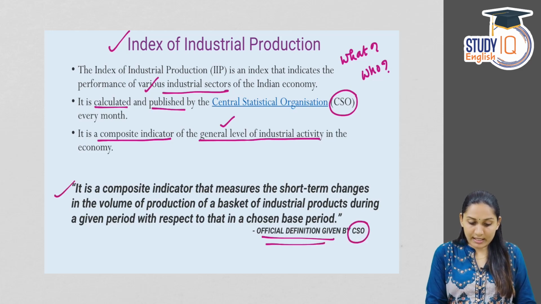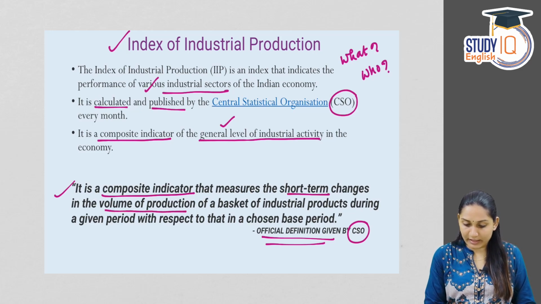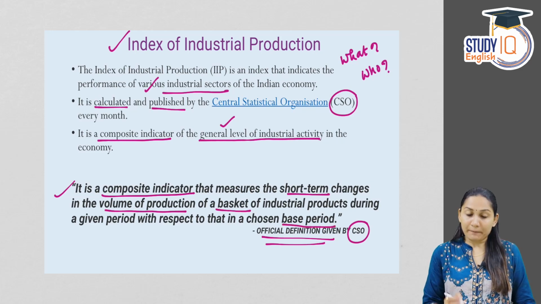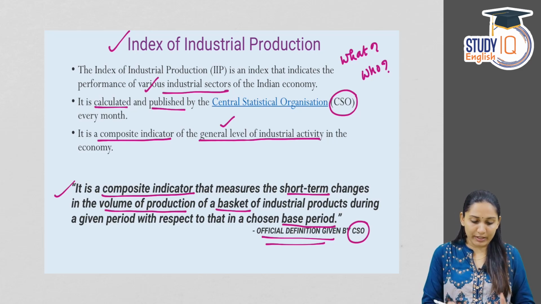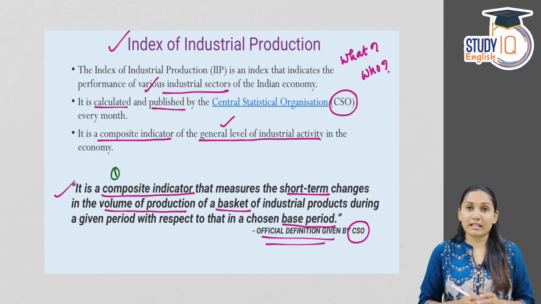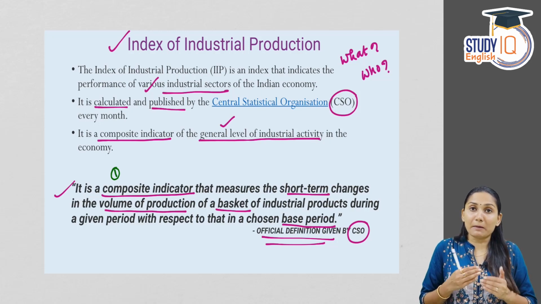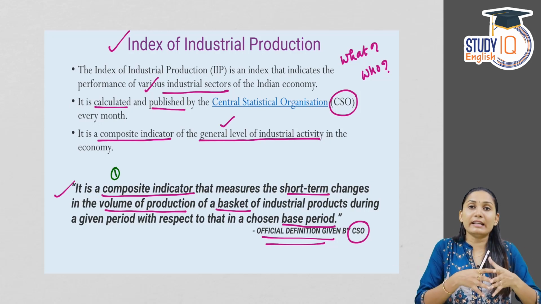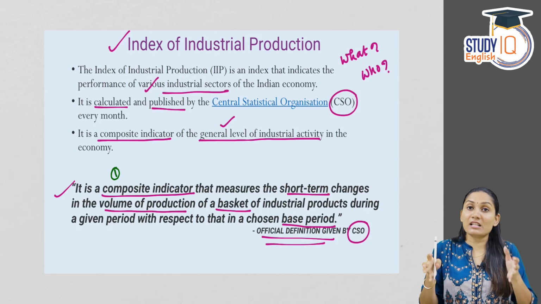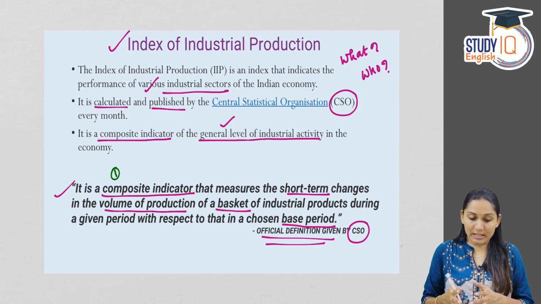Let's see what it is. It is a composite indicator that measures short-term changes in the volume of production of a basket of industrial products during a given period with respect to that of a base period. Let us try to understand this definition in detail by breaking it into different points. First, it's a composite indicator. By saying that, it means that it has components from different sectors, or within the industrial sector, different subsectors are included. That is why it is a composite index.